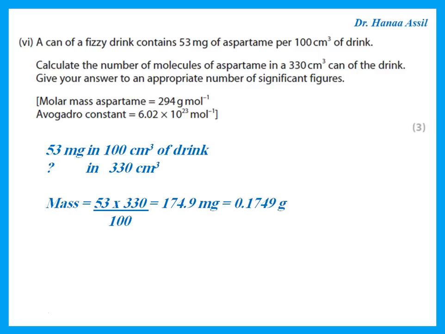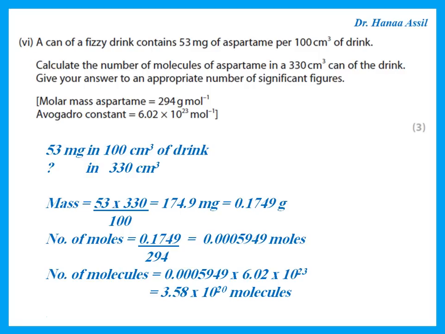So this will give me the mass in 330, but this is mass in milligrams, so I need to divide by 1,000 to get it in grams. Then I can get the number of moles. So the number of moles would be the mass over the molecular mass. So this is the number of moles of the aspartame in 330 centimeter cubed of can, but he wants number of molecules. How do we get number of molecules? It is the number of moles times the Avogadro constant, and that gives me the number of molecules that is required.